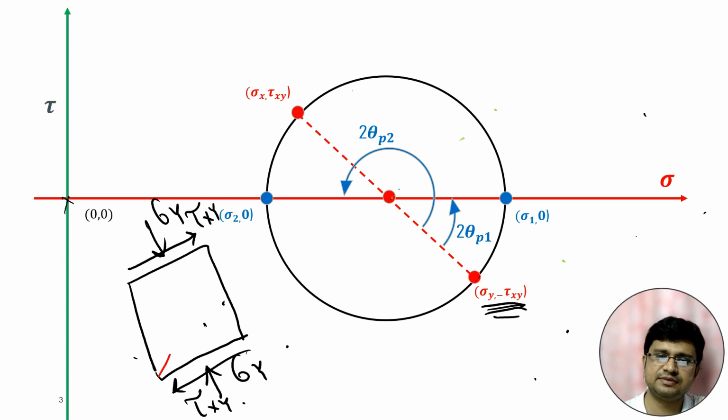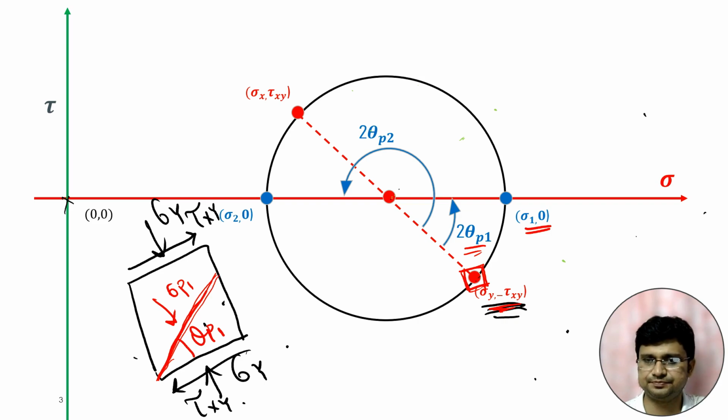If we take this angle as theta p1, then for this particular plane, the stress will be the major principal stress, so it will be sigma p1. Shear stress will be 0, so we do not have to consider it. We are measuring with respect to the horizontal plane, not the vertical. So with the horizontal plane, the angle of the major principal stress will be theta p1. In Mohr circle, it will be double theta p1, but in real life, it will be theta p1. Over this particular plane, we will get the major principal stress.